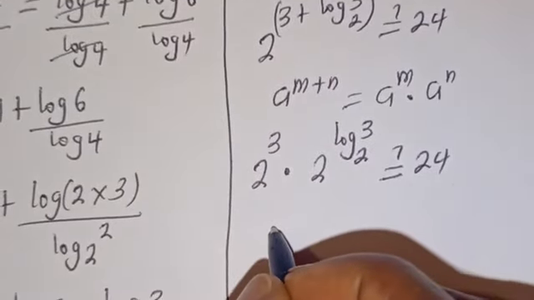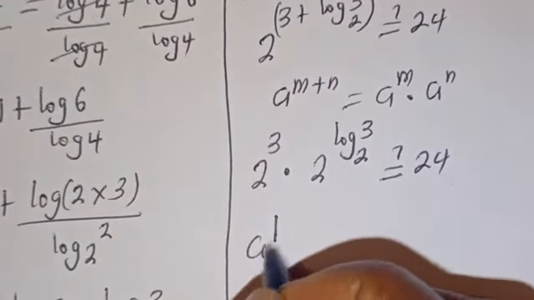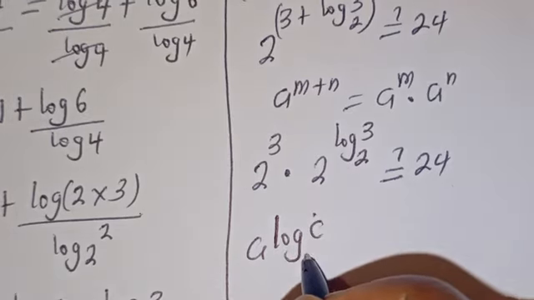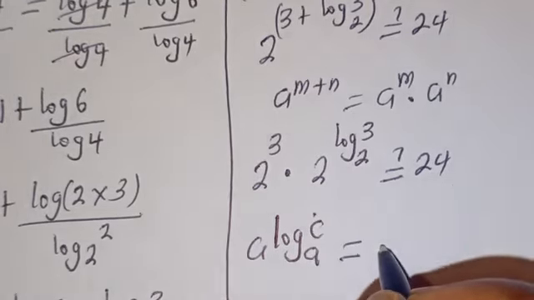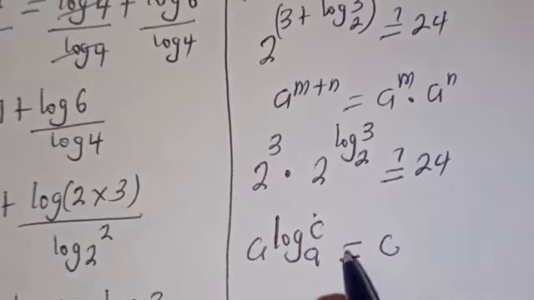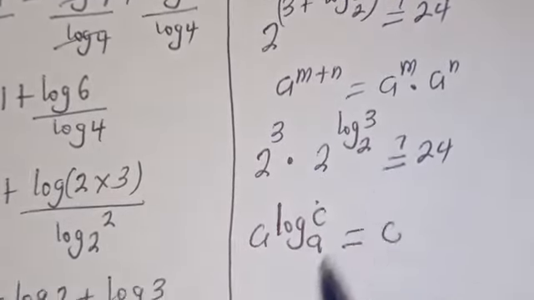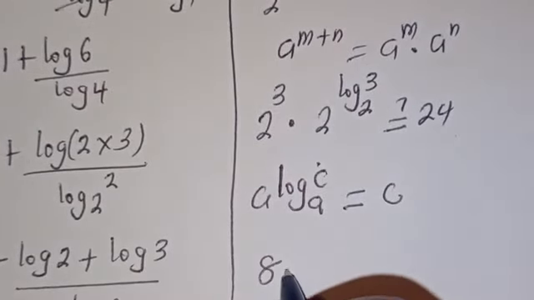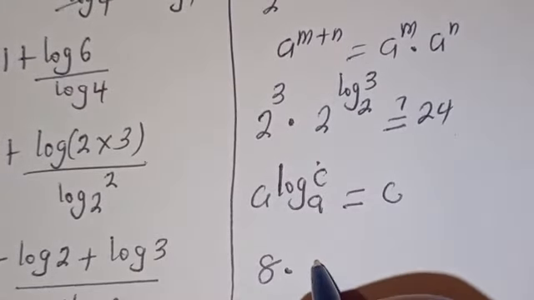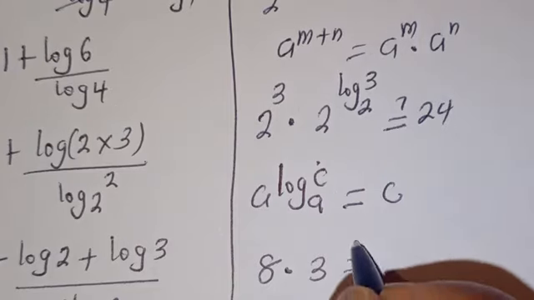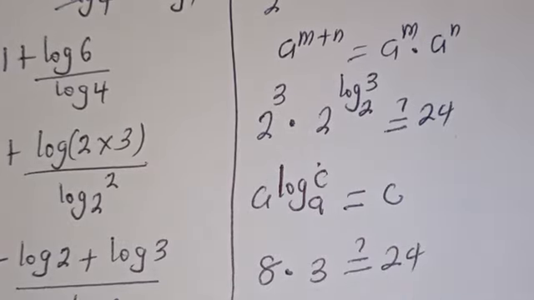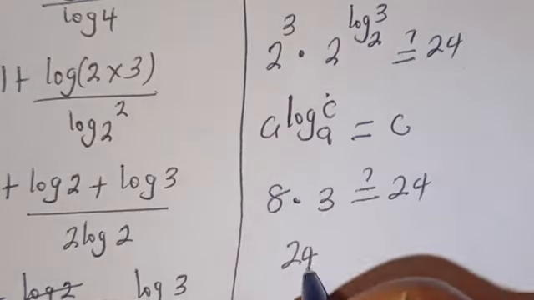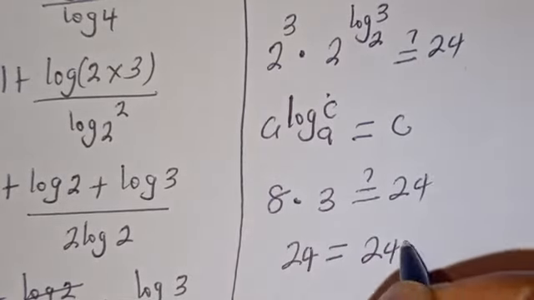Then if you have a to the power of log c base a, this is equal to c. Then this can be written as 2 to the power of 3, that is 8, multiplied by 3 must be equal to 24. So we have 8 multiplied by 3, this is 24, is equal to 24, which is true.